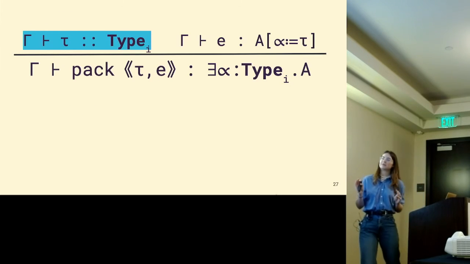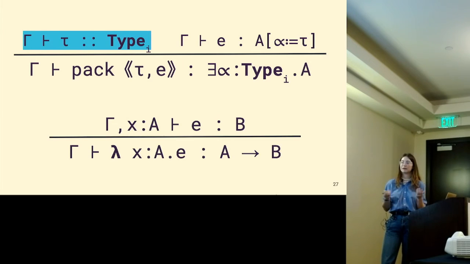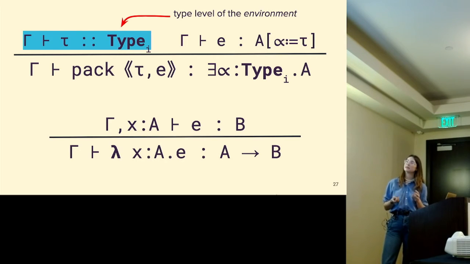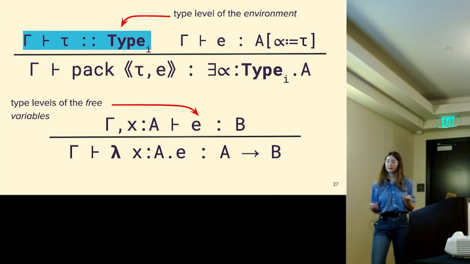Up on the slide again, I have the typing rule for existentials, that is, the typing rule for closures. Equivalently in a source language, we'd have the typing rule for functions. Then highlighted in blue, we have the extra premise that we need to get the type level of the environment. So equivalently in the source, we need to get the type levels of the free variables in the function's body.